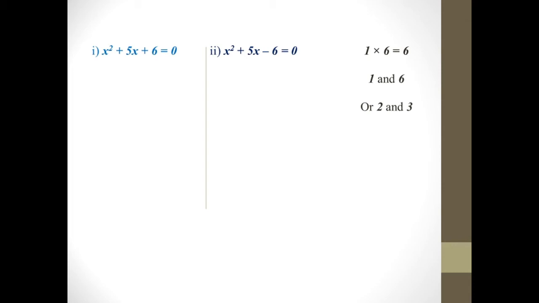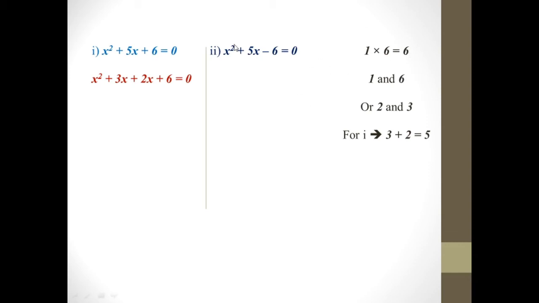As I've told you in the previous lesson, we have to look at the sign of the last term, that is +6. If you want to break the 5 into terms, you have to choose the pair which, when added, gives 5. From these two pairs it is 2 and 3. So for the first question we will pick this pair 2 and 3, and the answer is x square plus 3x plus 2x plus 6.